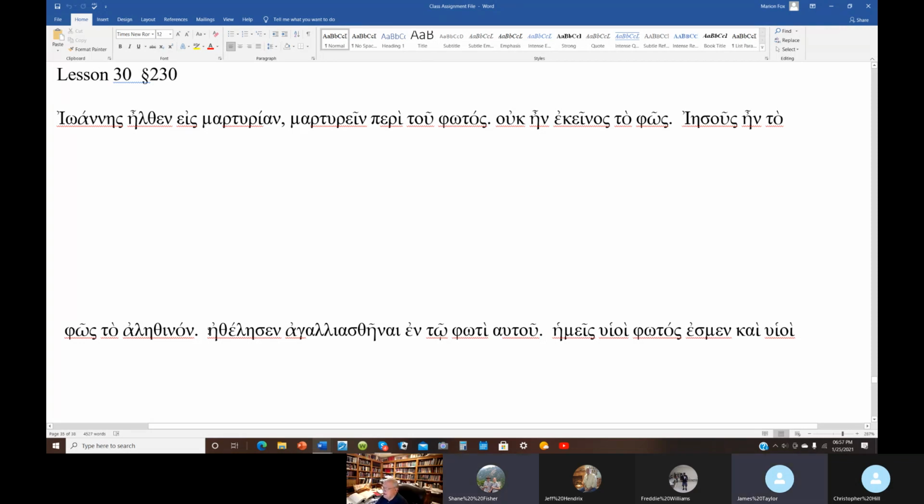Iēsous ēn to phōs to alēthinon. Okay. Jesus was the light, the true light. And so this is an adjective instead of a noun. So it'd be the true one. The truthful light, or the true light. He was the light, the true. Now notice here, the article is with both of them. Jesus was being, that's of course imperfect. He was being the light.